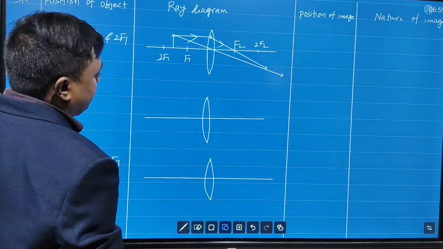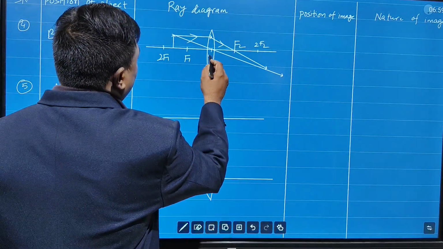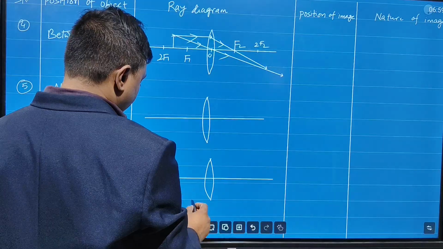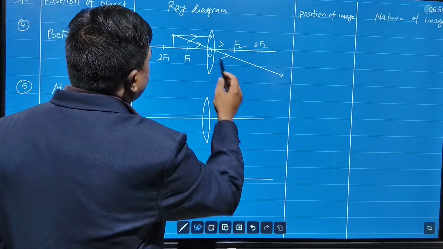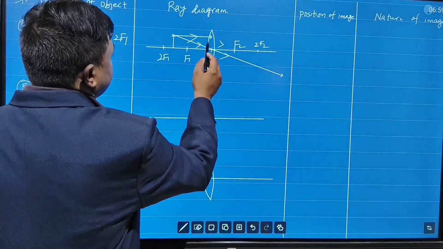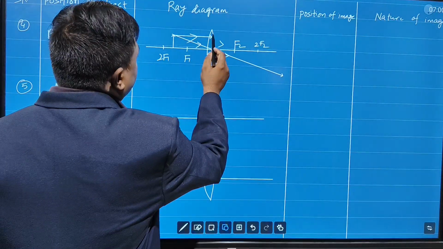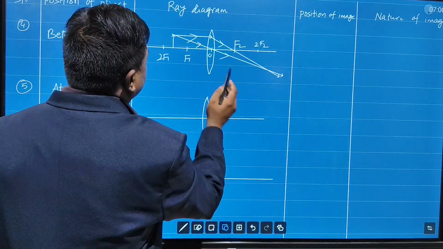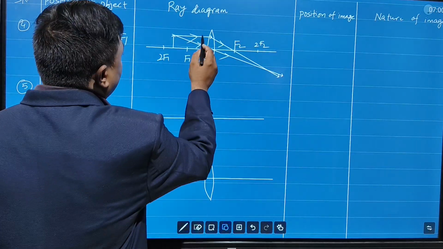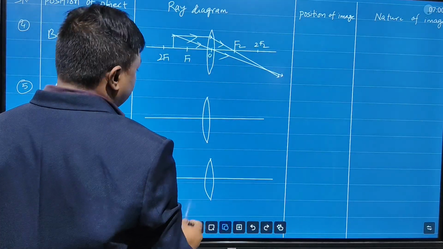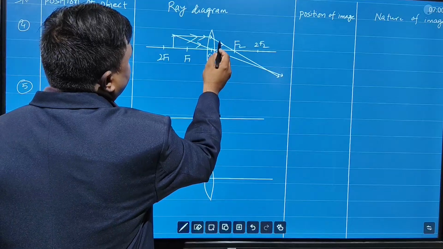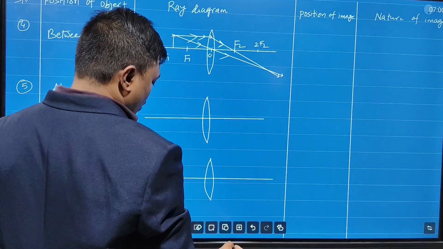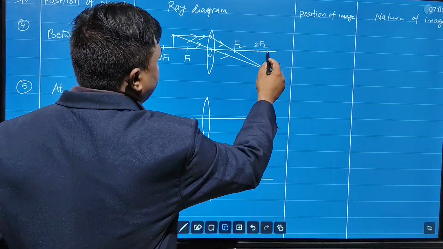So you can extend this line. The ray of light passing through the optical center will go undeflected. You can see for this light ray which was parallel to the principal axis, after refraction it will pass through the focus. So you extend this line. Now you can clearly see it is meeting beyond 2f2. Here only the image is formed.